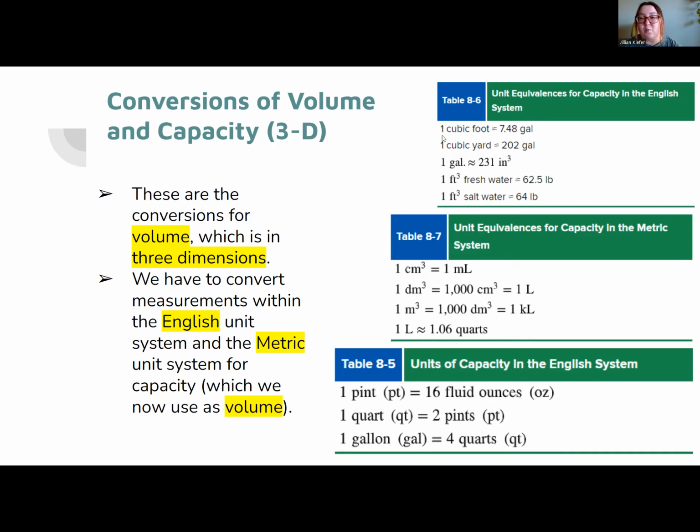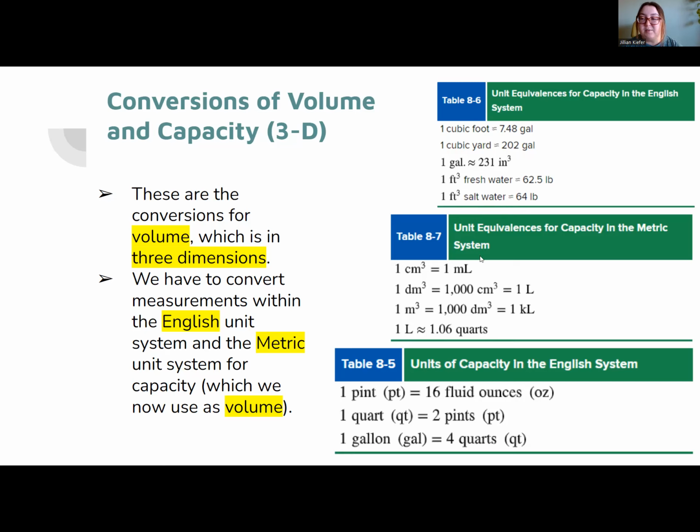Starting with our unit equivalences for capacity in the English system, we have that 1 cubic foot would be about 7.48 gallons. 1 cubic yard is about 202 gallons. 1 gallon is about 231 inches cubed. And then we have water, fresh water and salt water. They're a little bit different. 1 cubic foot of fresh water would be about 62.5 pounds. 1 cubic foot of salt water would be about 64 pounds. That's because the salt content makes the water heavier. So it is different between fresh and salt water.